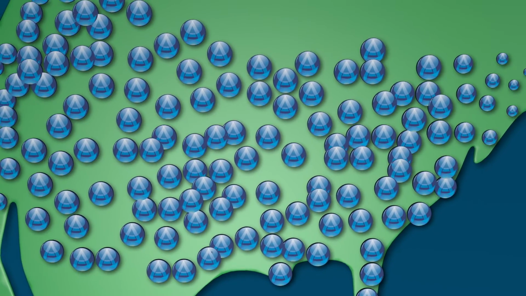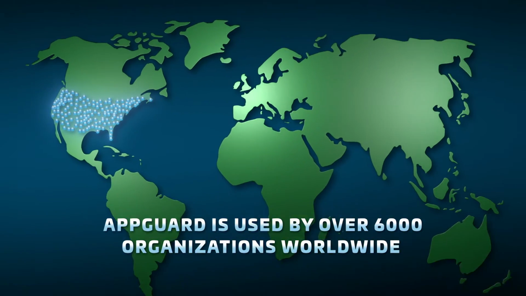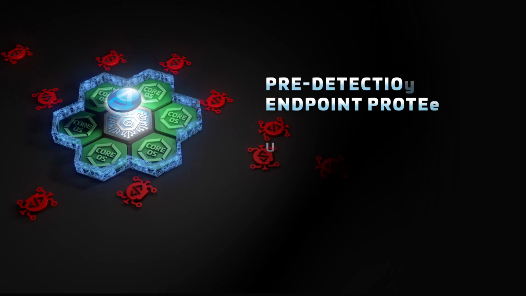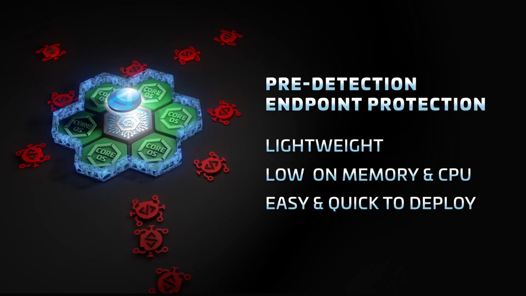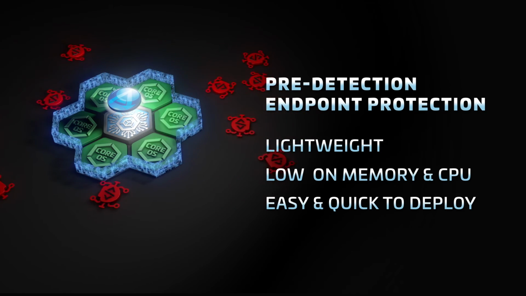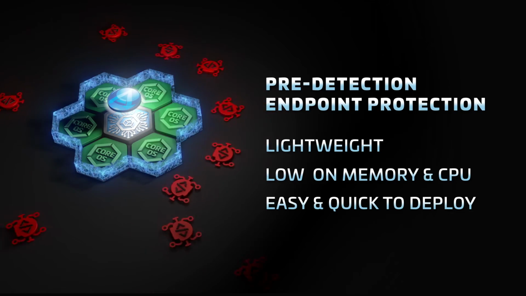Developed to protect the U.S. intelligence high-risk personnel and data, AppGuard is used by over 6,000 organizations worldwide. Our simple and effective pre-detection endpoint protection stands up to even the most advanced threats, is lightweight, using low memory and CPU, and is easy and quick to deploy.